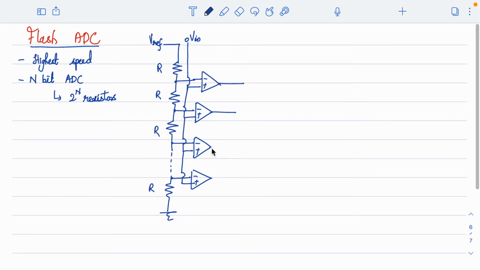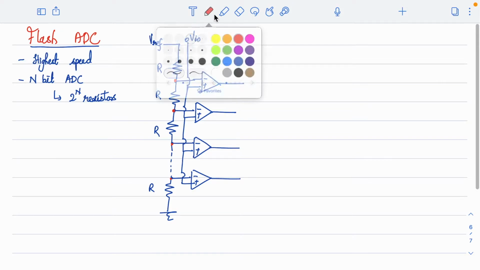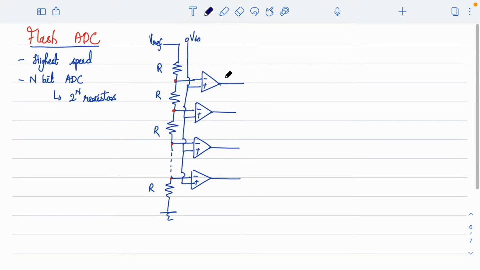If you look at this architecture, the reference voltage is divided into 2 to the power of n values, and each is fed into a comparator. The input voltage given at this point is compared with each reference value. The reference value for each comparator is different, because the reference values at all these points are different. So the input voltage is compared with each reference value, and as a result the comparators produce some output, which results in a code.